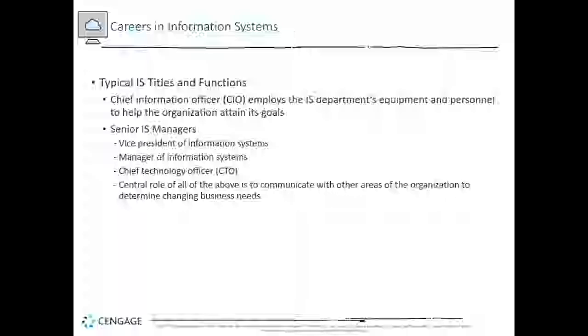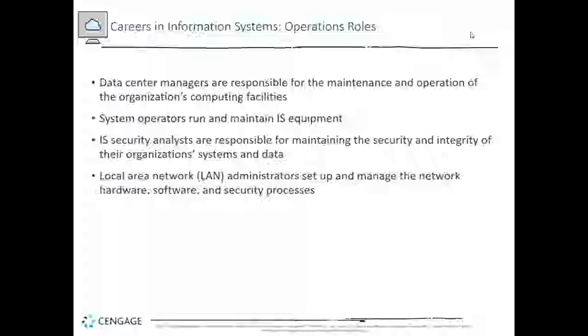Careers in information systems. Typical IS titles and functions. The Chief Information Officer, CIO, employs the IS department's equipment and personnel to help the organization attain its goals. Senior IS management includes the Vice President of Information Systems, Manager of Information Systems, and Chief Technology Officer, CTO. The central role of all of the above is to communicate with other areas of the organization to determine changing needs.